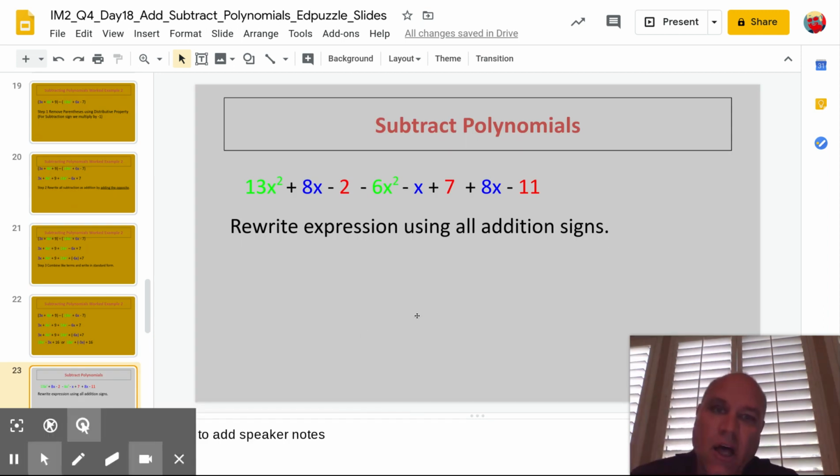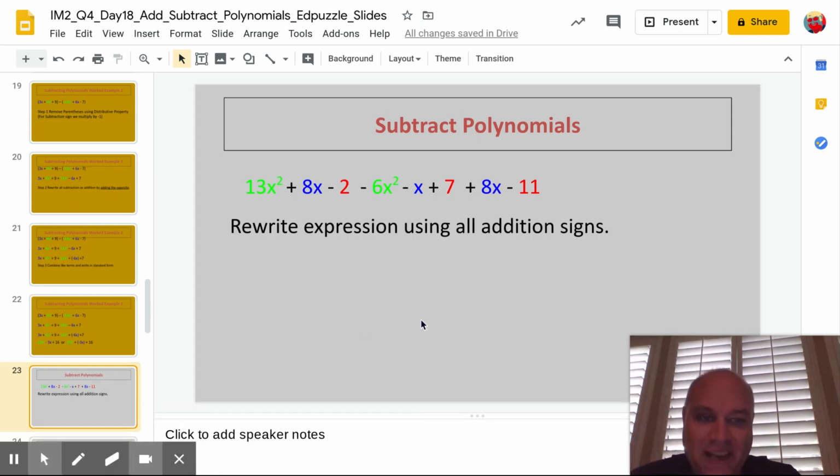Today I've been kind of helping you out. I've color-coded all the like terms. Obviously, when you're doing this on a test or a check for understanding, it's not going to be color-coded for you, but I want you just to see the like terms over and over and over again today to kind of drive home that point. Here's your first step here.